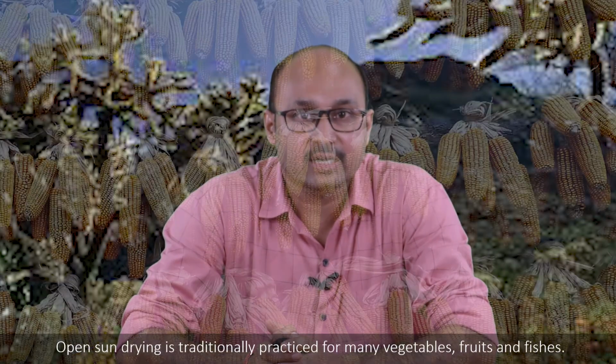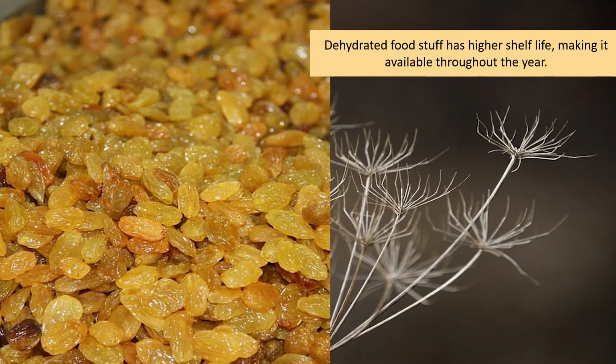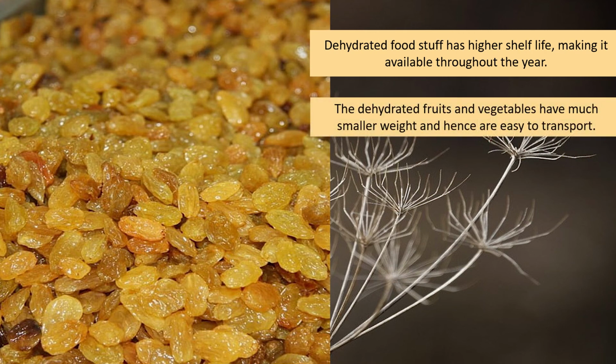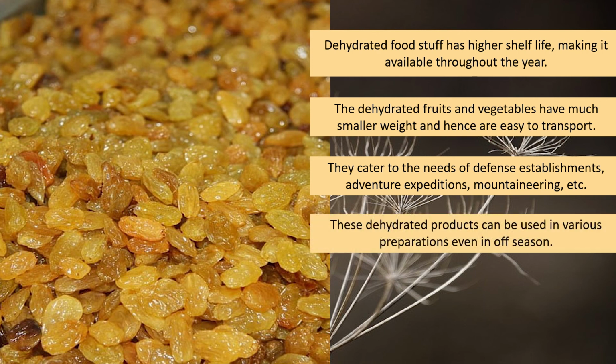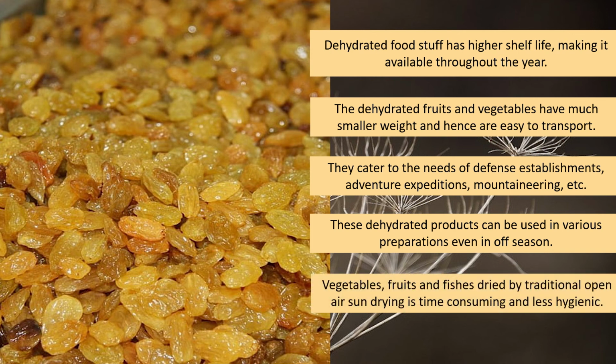Open sun drying is a traditional practice for many vegetables, fruits and fishes. Dehydrated foodstuff has a higher shelf life, making it available throughout the year. The dehydrated fruits and vegetables have much smaller weight and hence are easy to transport from one place to another. They cater to the needs of defense establishments, adventure expeditions, etc. These dehydrated products can be used in various preparations even in off season. Vegetables, fruits and fishes dried by the traditional open sun method is a time consuming and less hygienic process.